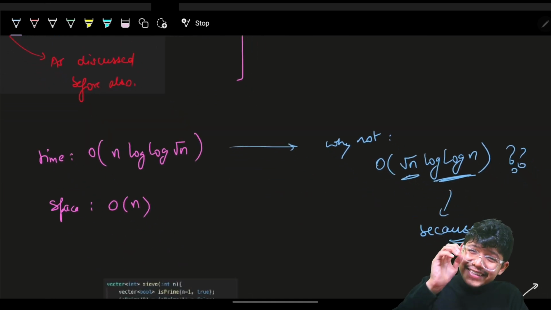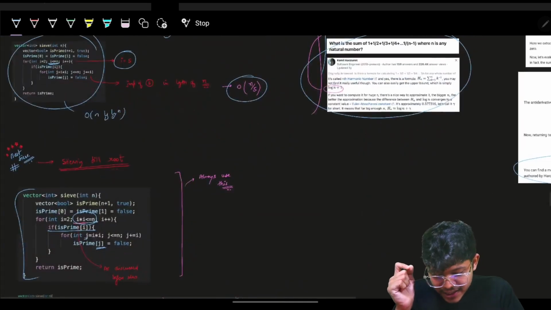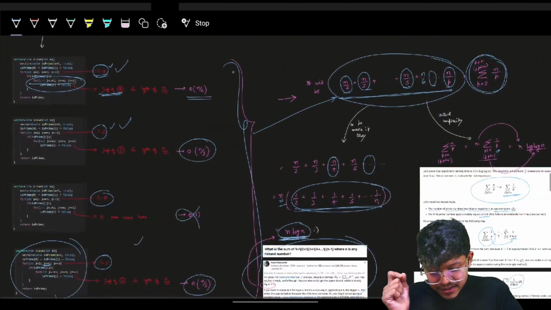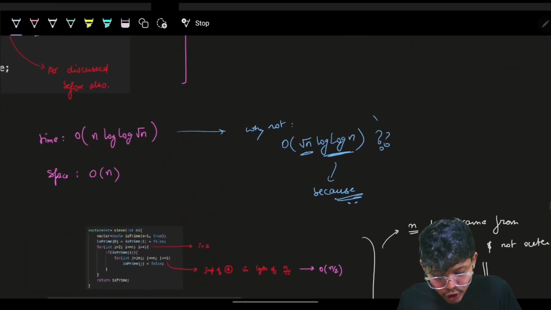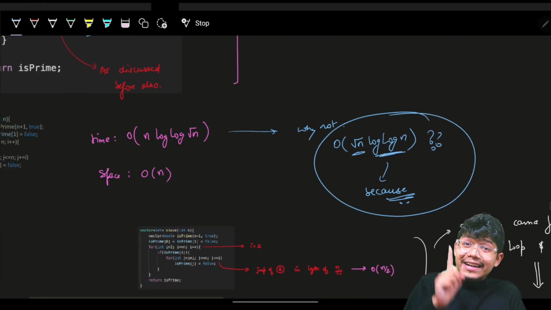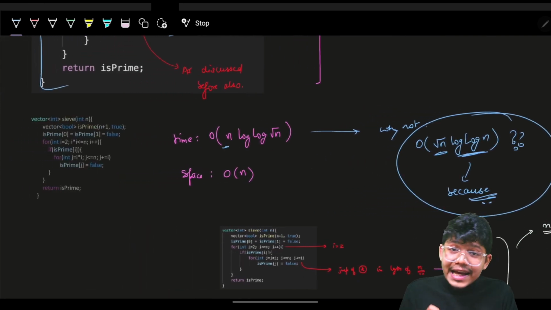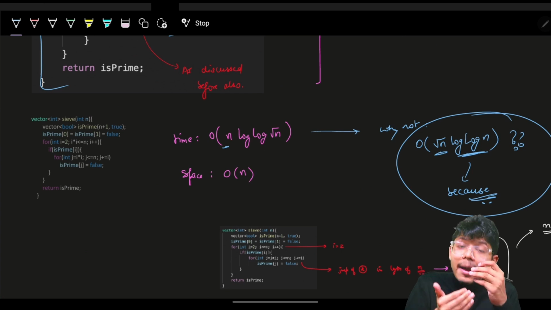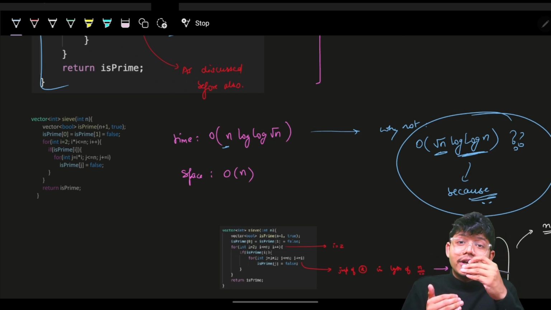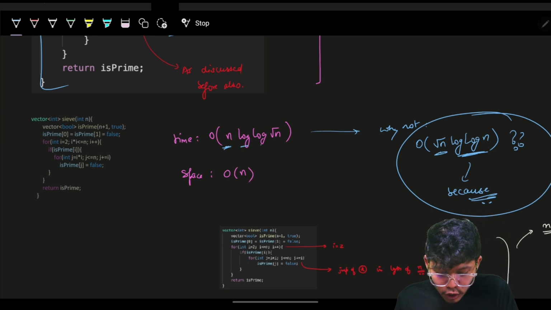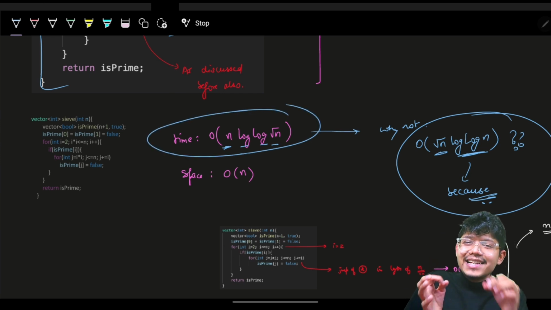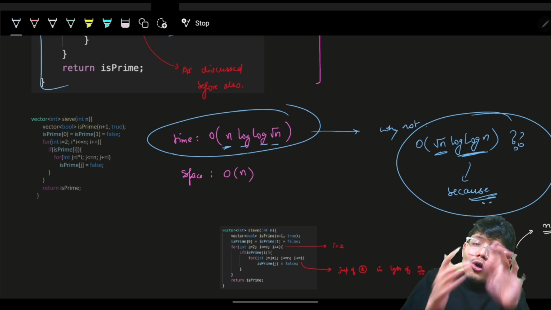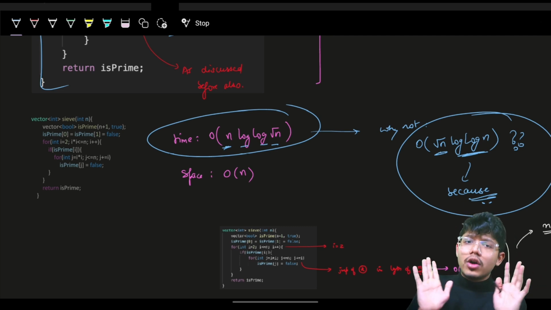No, bro, no. That is the reason I expanded the entire i portion. If you improvise that, it will not be O of root n log log n. It will still be roughly O of n log log n, which means, more precisely, it will be O of n log of root n. That will be the actual time complexity, which roughly you can say is n log n.